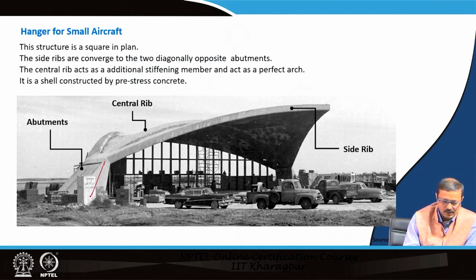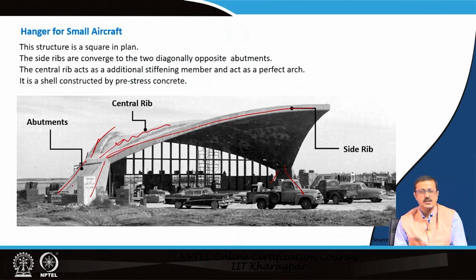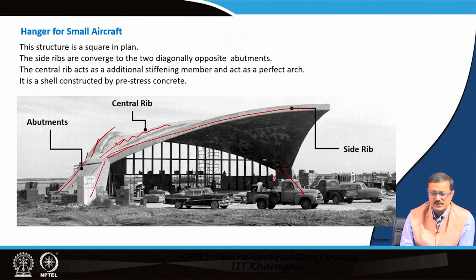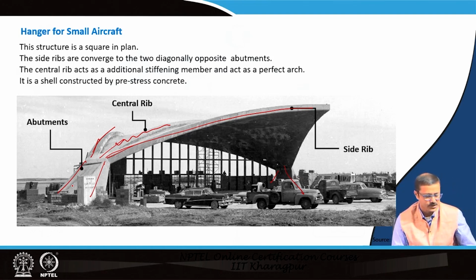And this is another hangar Milo has created. It has a supporting embankment, and there are two ribs, the end ribs and a central rib, which are supported by this particular abutment. This hangar has been created by the perfect profile of the shell.